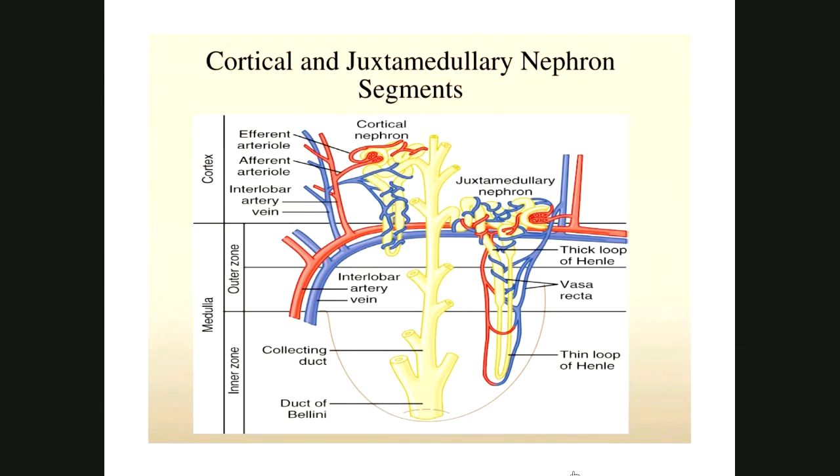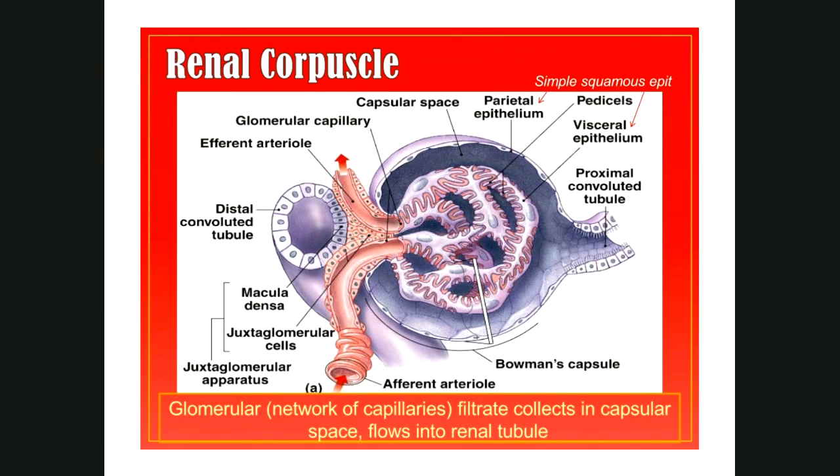Okay, so here the renal corpuscle is shown again. So you can see the Bowman capsule, the tuft of capillaries, the juxtaglomerular cells, the macula densa, the afferent arteriole, the efferent arteriole, and how this system helps to release the renin that helps to regulate the blood pressure in the human body.